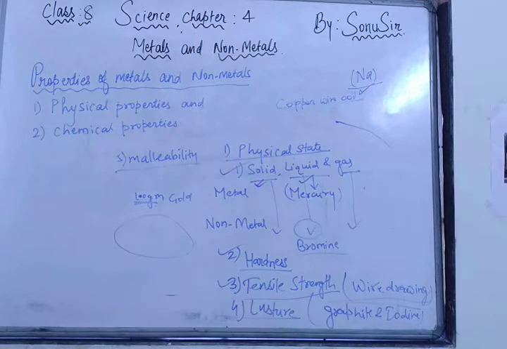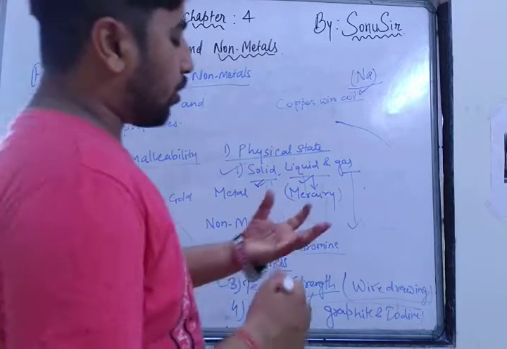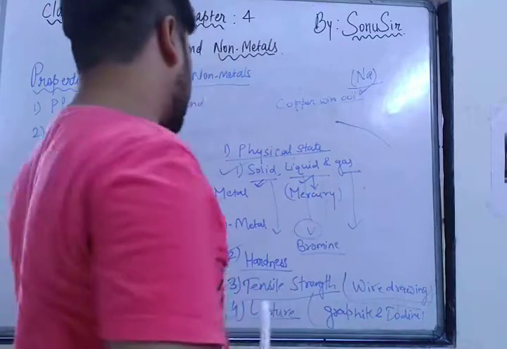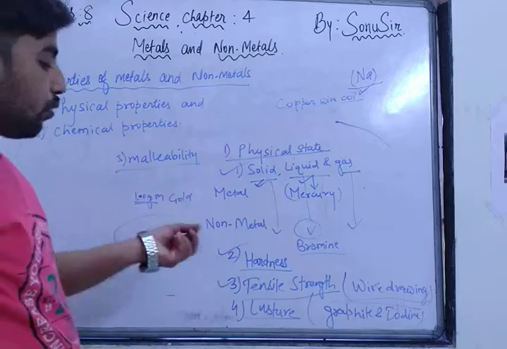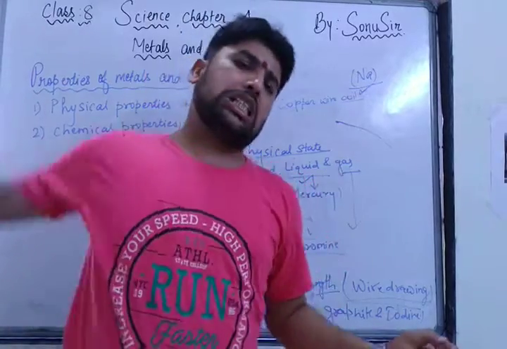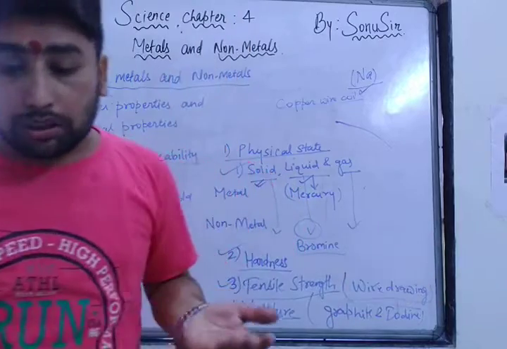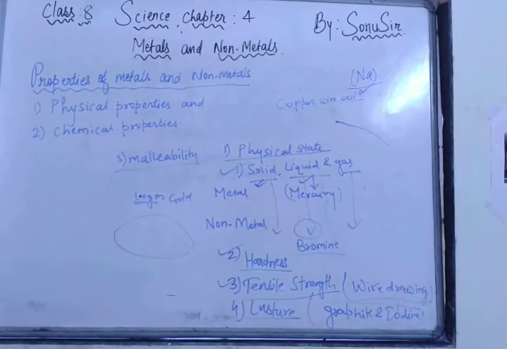Suppose a piece of coal is there and I hammer the coal, it will turn into powder. And suppose I am having a little piece of gold, and I start hammering continuously, it will become flattened. It will be drawn into a sheet. So this property is called malleability.